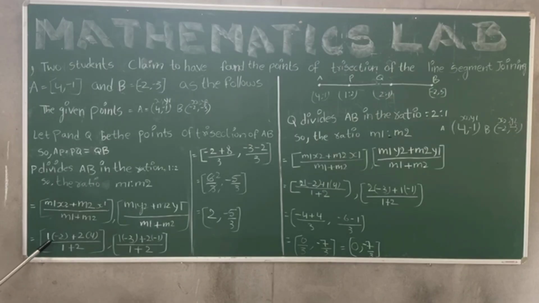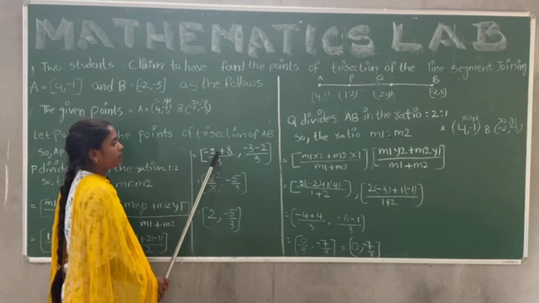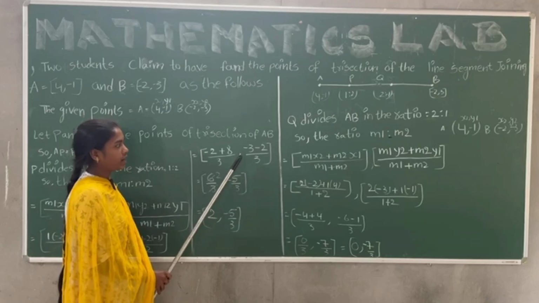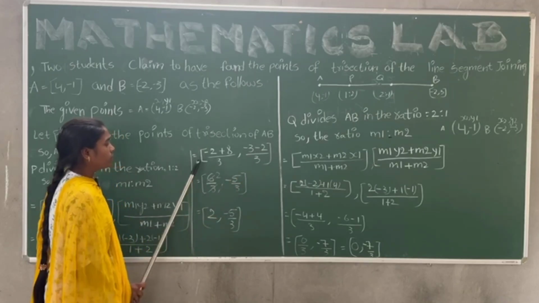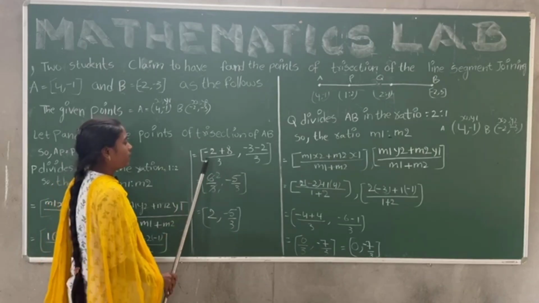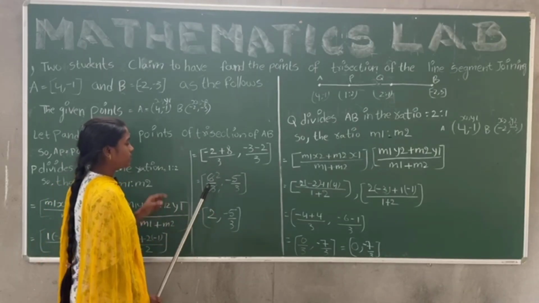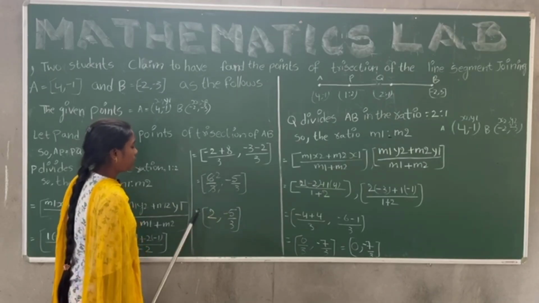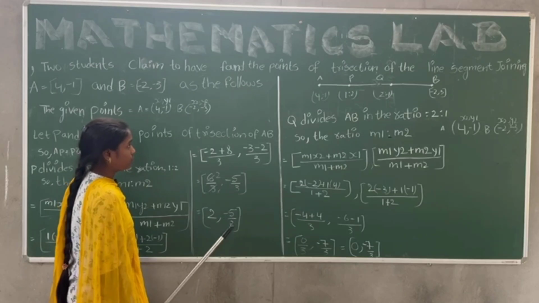So 1 into minus 2 plus 2 into 4 by 1 plus 2, 1 into minus 3 plus 2 into minus 1 by 1 plus 2 equal to minus 2 plus 8 by 3, minus 3 minus 2 by 3. So minus 2 plus 8 separate చేస్తే 6 వస్తుంది by 3, cancel 3 ones are 3, twos are minus 5 by 3, equal to 2 comma minus 5 by 3.